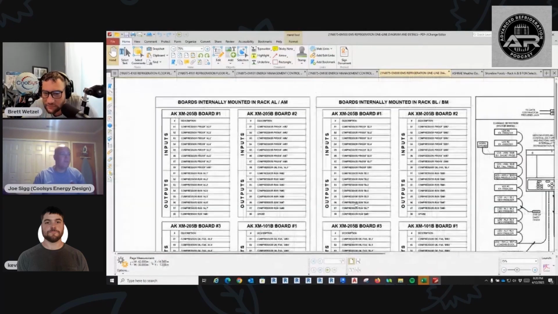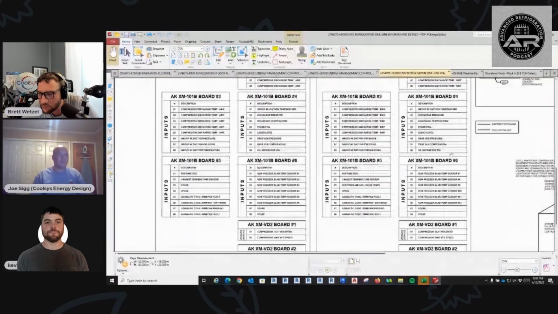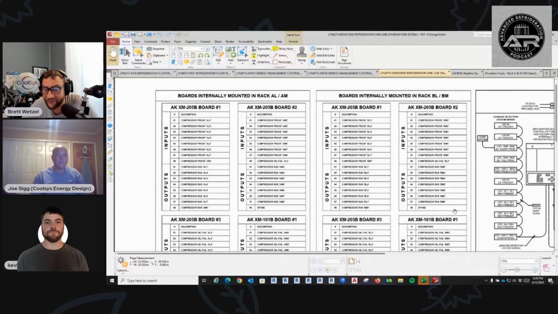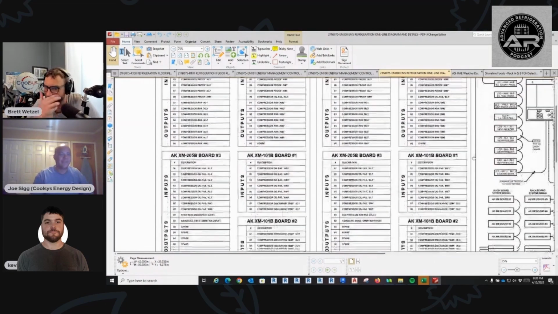And then we have IO points over here, kind of listing. This is more for the manufacturer than anything else, so that they can put together their board populations when they build the rack, basically. And the service guy, so that if they don't label the points on the boards, you can go to this drawing and say, oh, that's where that is. Exactly.